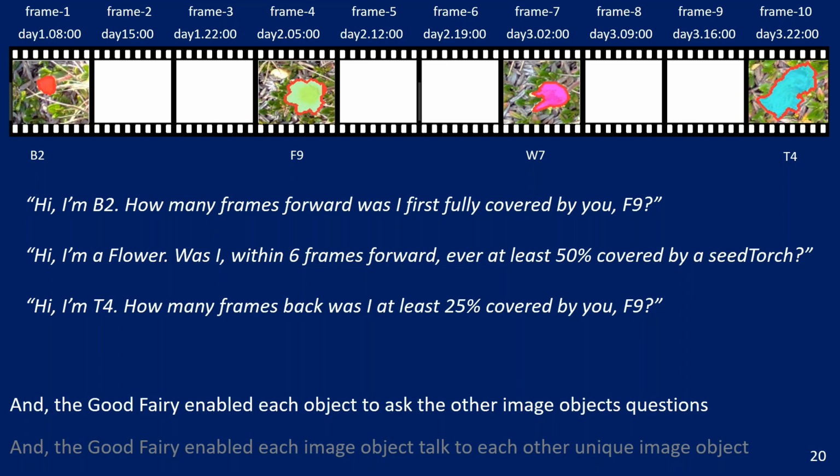number 2. How many frames forward was I first fully covered by you, flower number 9?" Or, "Hi, I'm a flower. Was I, within 6 frames forward, ever at least 50% covered by a seed torch?" Or, "Hi, I'm seed torch number 4. How many frames back was I at least 25% covered by you, flower number 9?"